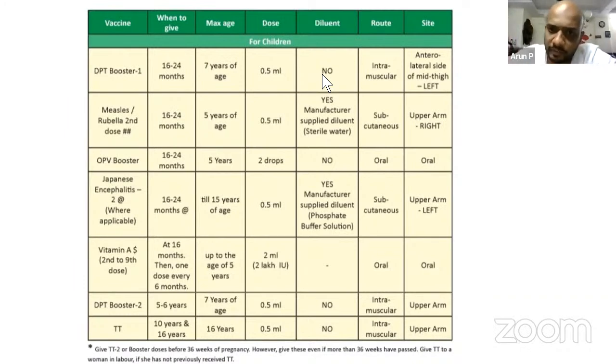See, vitamin A 9th month you give 1 ml, which is equivalent to 1 lakh, and then subsequently every 6 months you have to give vitamin A up to 5 years of age. The subsequent doses is 2 ml, which is 2 lakh international units. The last booster is DPT booster, second dose, which is given at 5 years of age. Okay, and TT is given at 10 and 16 years. Okay, so this completes the immunization schedule.